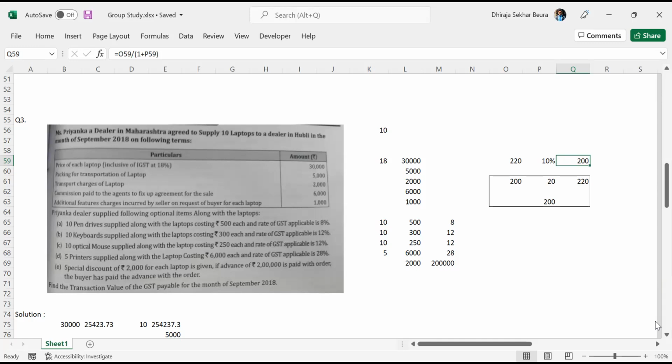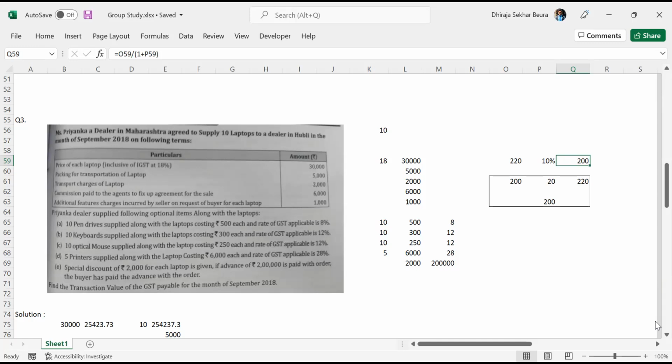Now, before discussing the last point, let me make you a little more careful about the number of items. If you notice, pen, keyboards, and optical mouse are 10 items each. However, printers are 5 items each. Please be careful, otherwise you will make mistakes in calculation. In the examination hall, we will not have enough time to complete the paper, so we'll make some mistakes here and there. So just be careful about that. 5 printers are there, 5 into 6,000, that is 30,000 is the price.